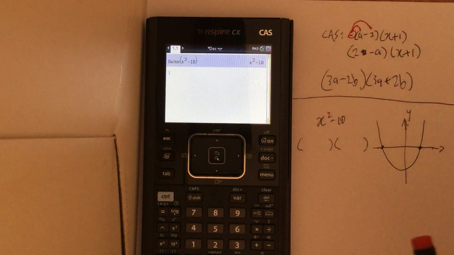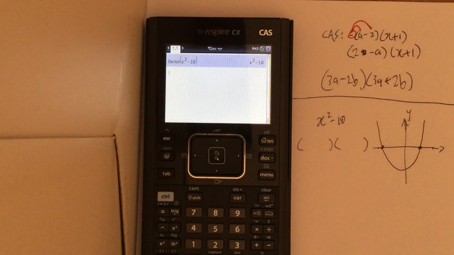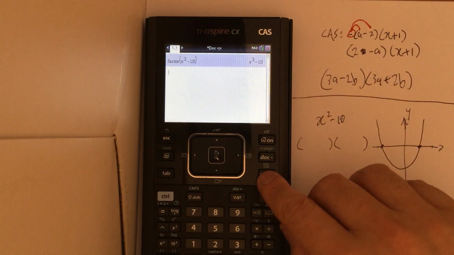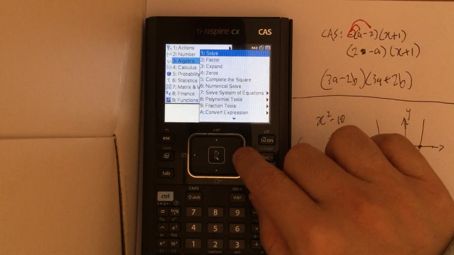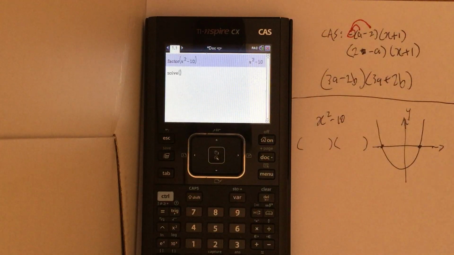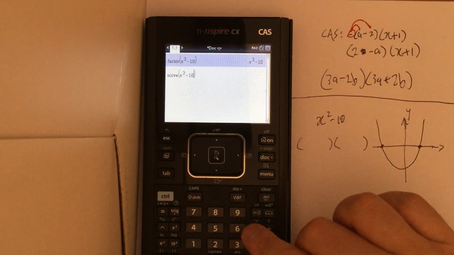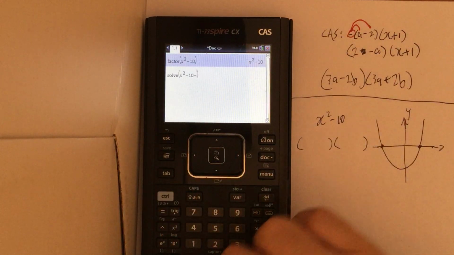If your factorization tool doesn't work, not that we had one on the calculator back in my high school days, use graphing, or at least in this case, use the solve function. That's right, we use solve to factorize. Add algebra, solve. What do we got here? x squared minus 10, that's the graph, equals 0.